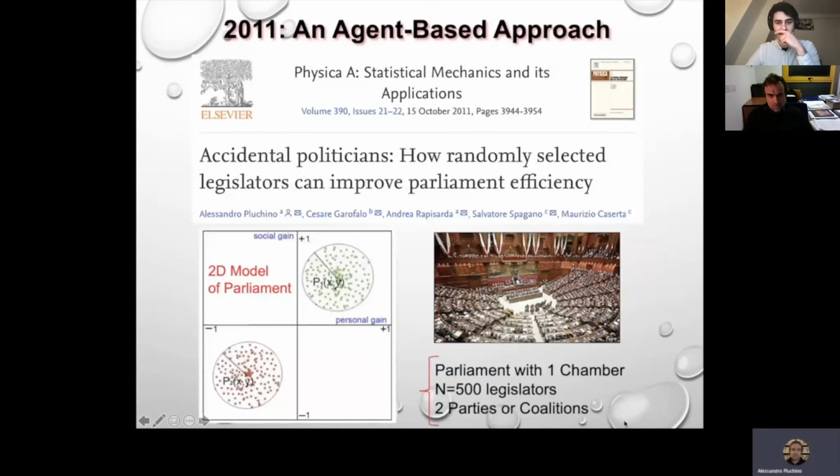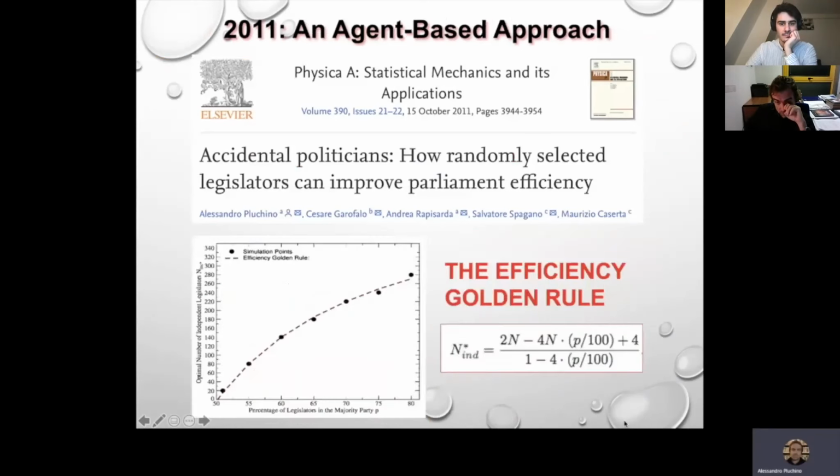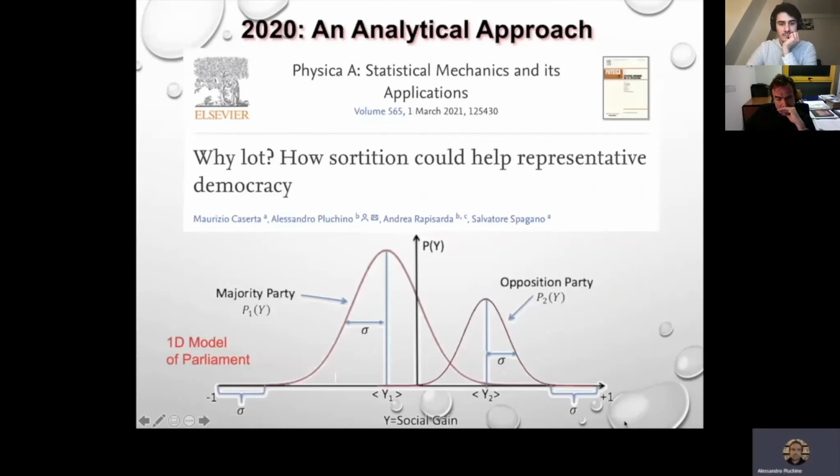To answer these questions, in 2011, we presented an agent-based model of a virtual parliament defined in a two-dimensional opinion space, showing through extended numerical simulation that it is actually possible to calculate the optimal number of independent members able to maximize the efficiency of the parliament. In the present work, recently published in Physica A, we change approach and try to confirm the results of our previous paper by proposing an analytical model of parliament defined in a one-dimensional opinion space.